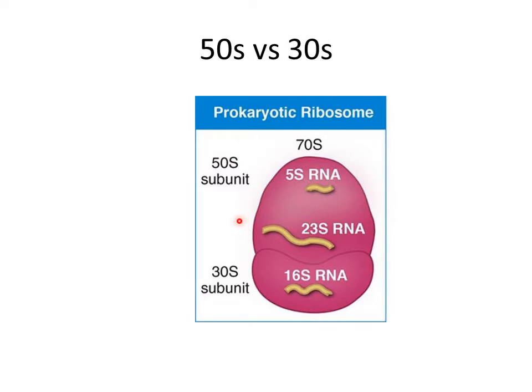Now, first, before learning about protein synthesis inhibitors, which are the antibiotics which inhibit protein synthesis in prokaryotic bacteria, we have to learn about the structure of the prokaryotic ribosome. The prokaryotic ribosome consists of two subunits, the 50S subunit and the 30S subunit, and it is a 70S structure.